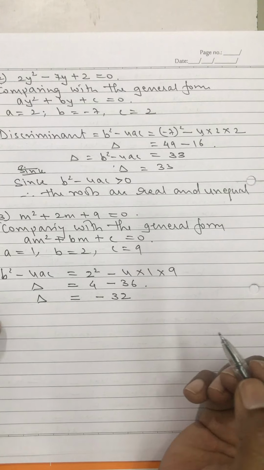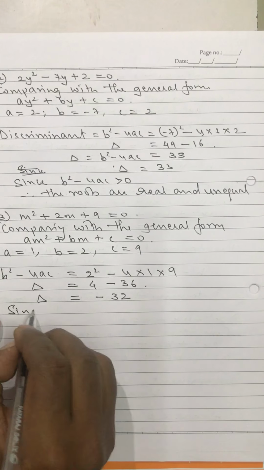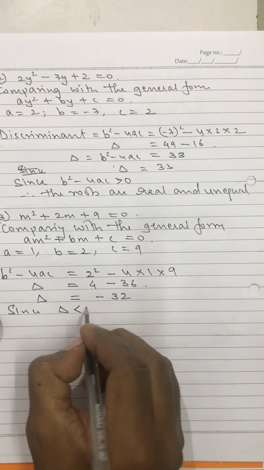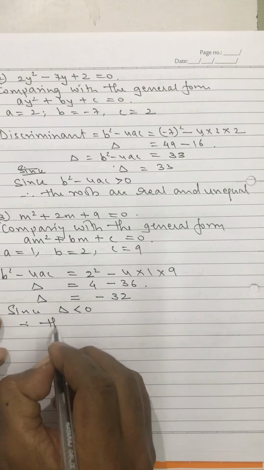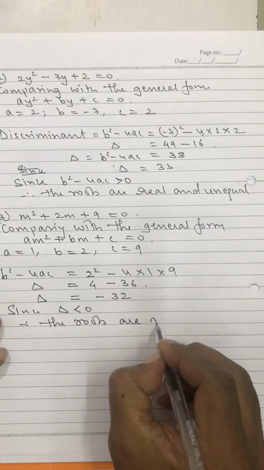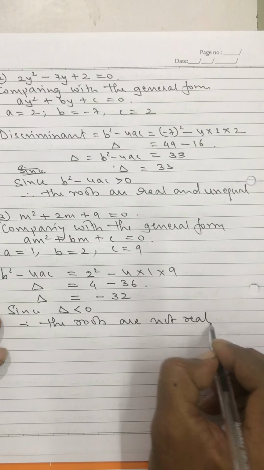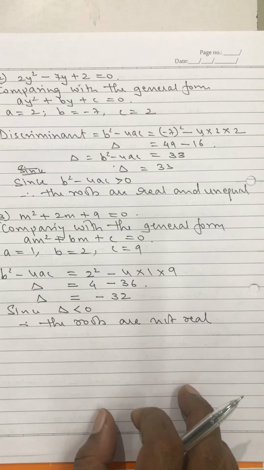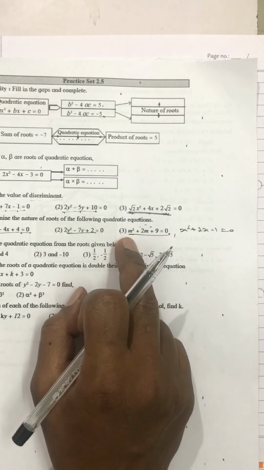So now you will get, since the discriminant is less than 0, therefore the roots are not real. They are non-real numbers. They don't exist. Okay, my dear students, with this we have finished question number 3 also.